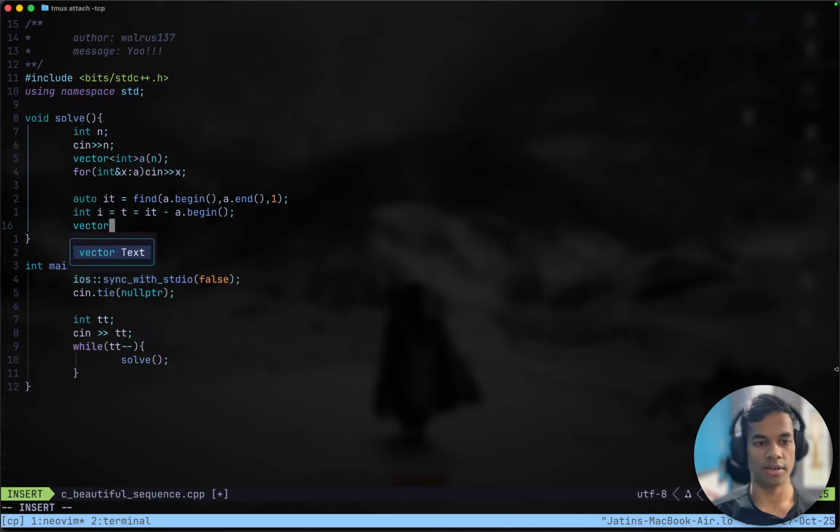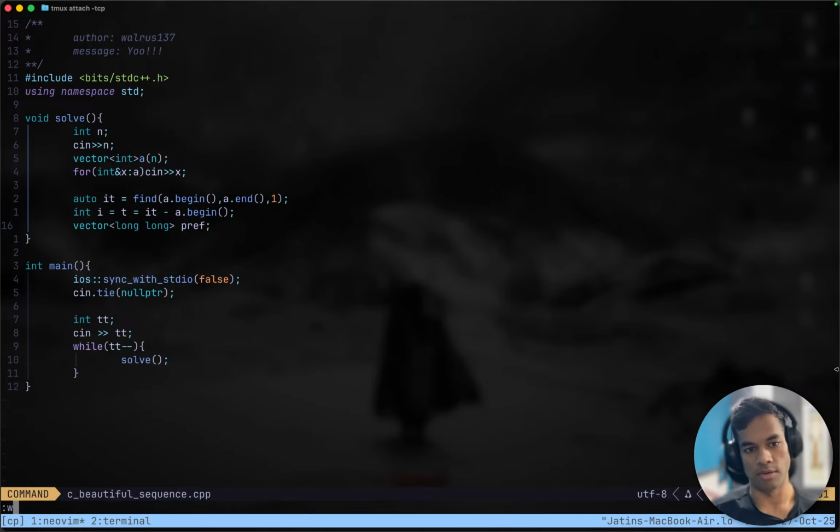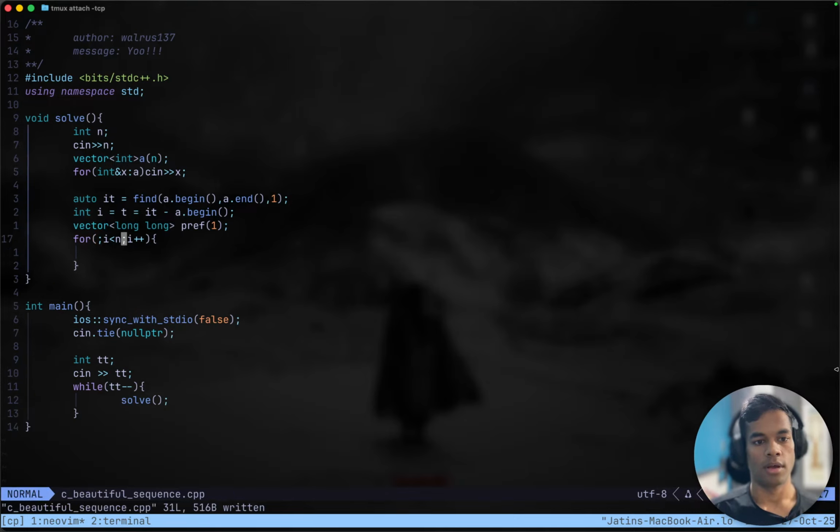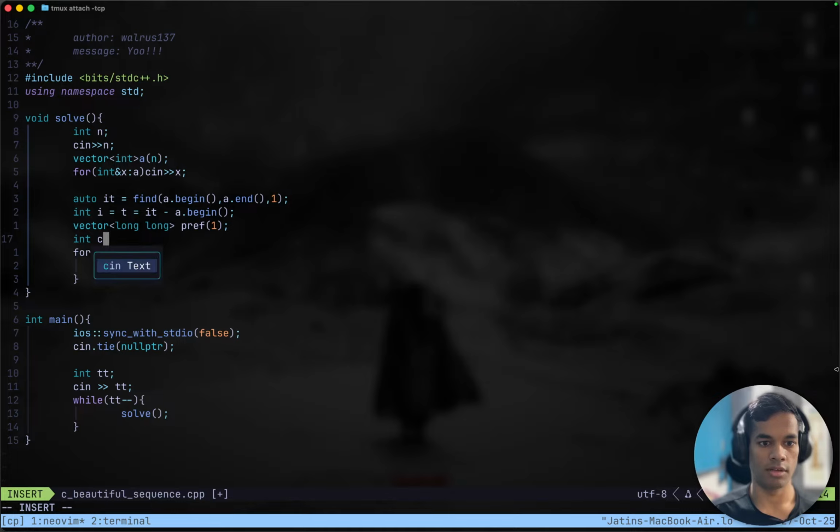And we will create a vector, we will name this prefix. And size, yeah, we will make it as we go further. The size of this thing depends on the number of threes that we see. So initially it will only have one element, which is equal to 0. Then we will start iterating, i equals the current value, i smaller than n, and i plus plus. And we will need int C2, that is count of twos, and C3. C2 equals 0 and count of 3 also equals 0.